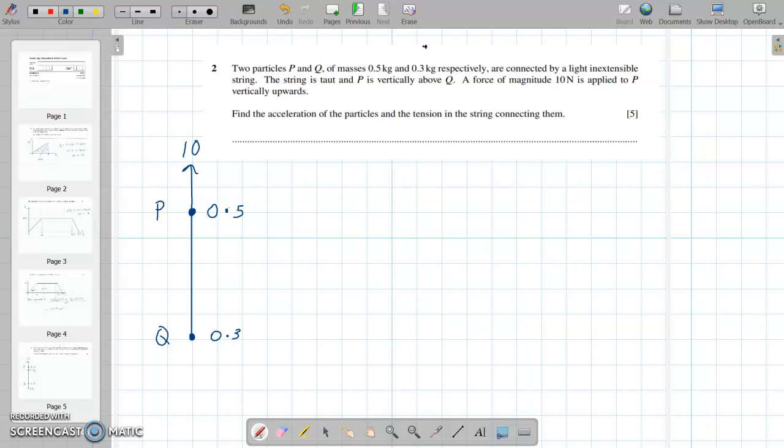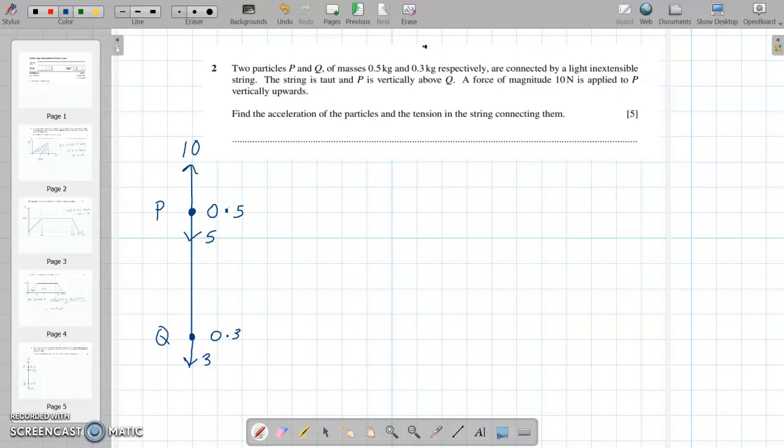Okay, we've also got the weight of P. The weight of P is mg, mass times acceleration due to gravity, so it's 0.5g. 0.5 times 10 is 5. We've also got the weight due to gravity of Q. Well, it's going to be 0.3g, 0.3 times 10, which is 3.